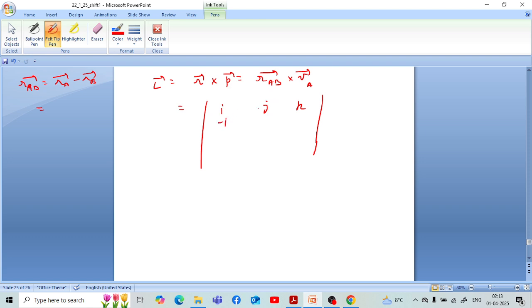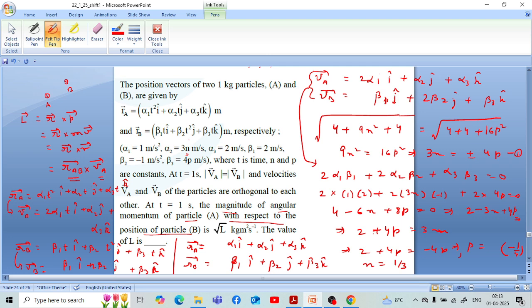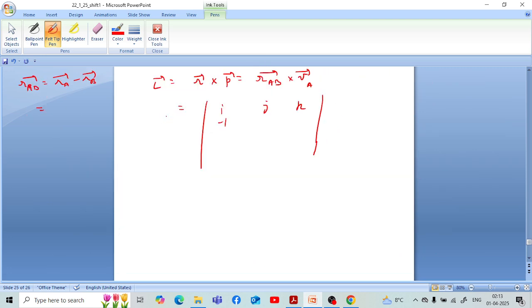Then the next term, corresponding to the coefficient of j in R_A minus R_B, is alpha 2 minus beta 2. You can easily see that alpha 2 is 3n, and the value of n we have calculated as 1 by 3. So alpha 2 becomes 1. Alpha 2 minus beta 2, where beta 2 is given as minus 1, so 1 minus minus 1 means this is 2.